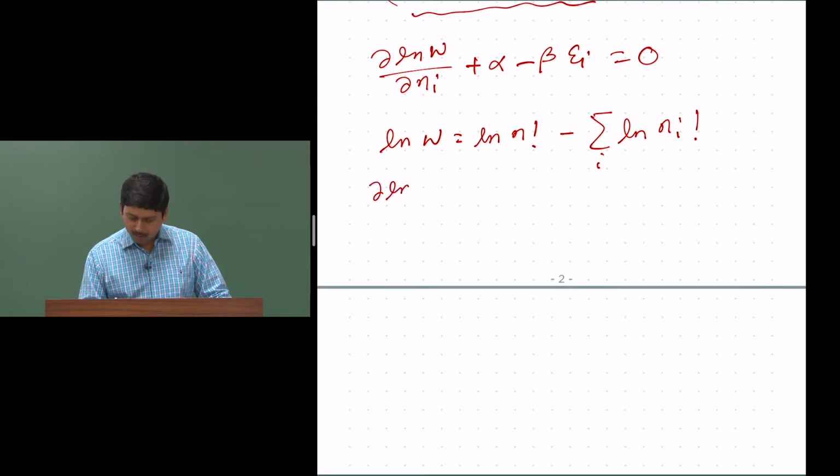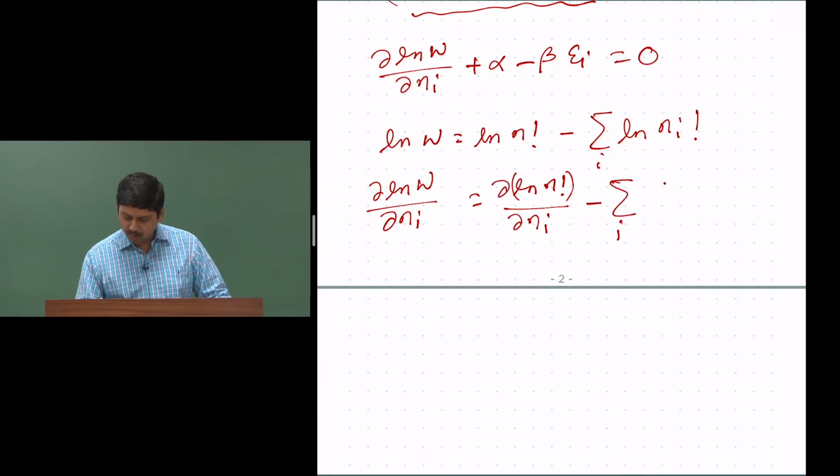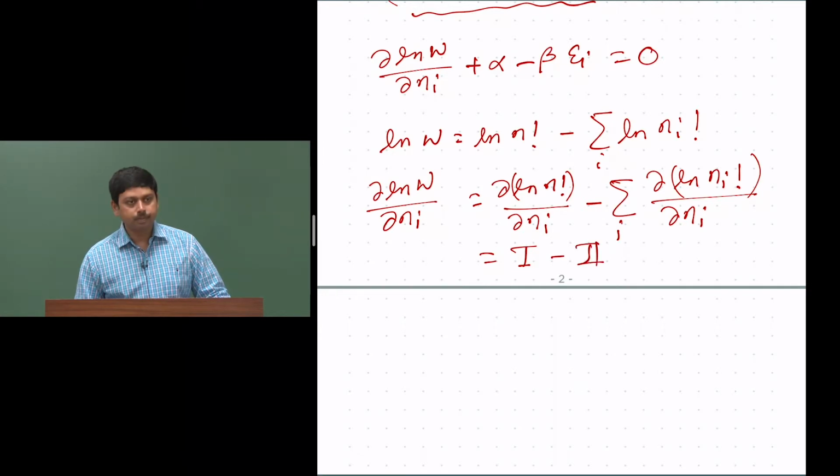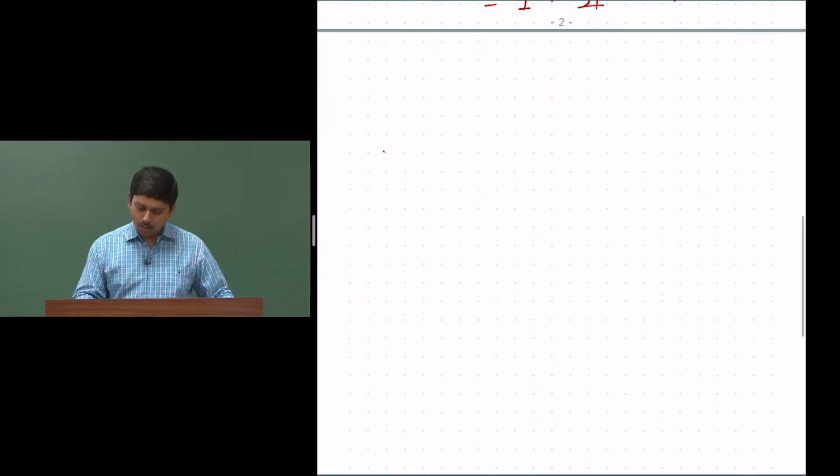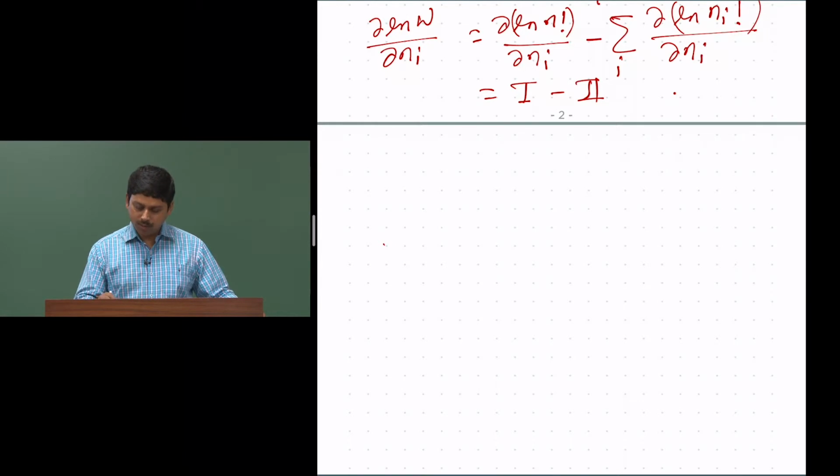So, del ln W by del n_i will be del ln N factorial by del n_i minus sum over i del ln n_i factorial by del n_i. Let us call them 1 and 2. So, now let us do 1 and 2 separately.